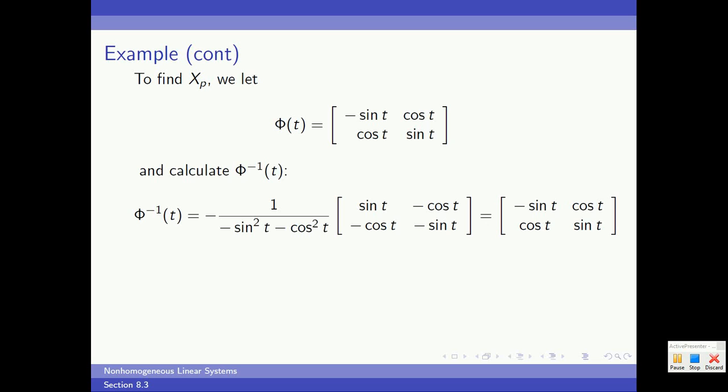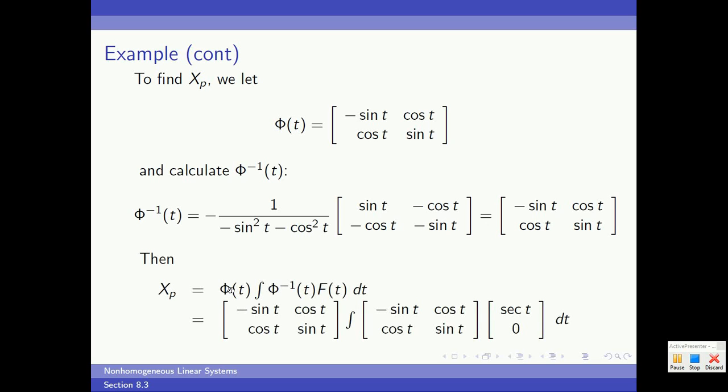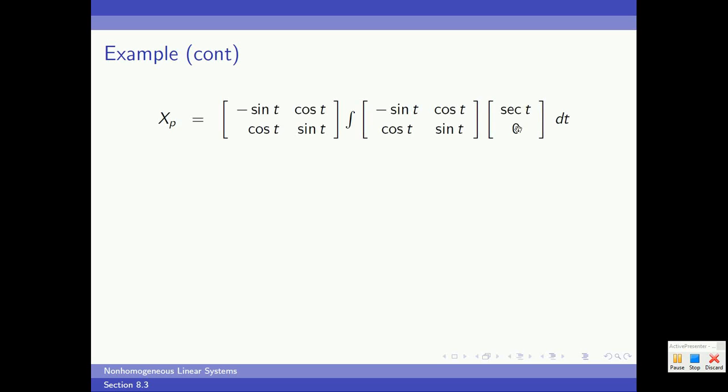So I get this equation. Now I put it into my form for xp, so I have my phi. Here I have the integral of phi inverse times my f of t. Looking at this inside part, I multiply through. Here I'm going to have minus sine times 1 over cosine. That gives me this negative tan t plus 0. Then here I'm going to have cosine times my 1 over cosine. That gives me the 1 plus 0.